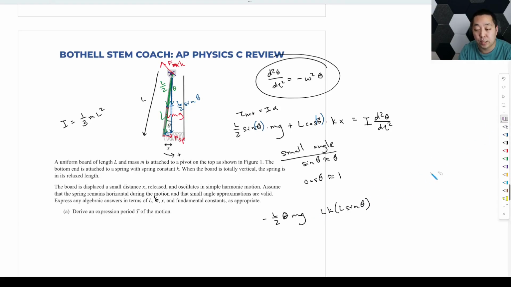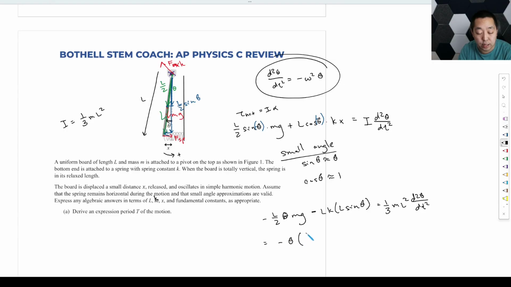Why is it negative? Because the angle is negative, because really the angle has been displaced in the negative direction. And that's going to be equal to I times d squared theta dt squared. But the I, we can replace. We know what the rotational inertia of the rod is. It's going to be 1/3 ml squared. Okay, so let's factor out the negative theta here.